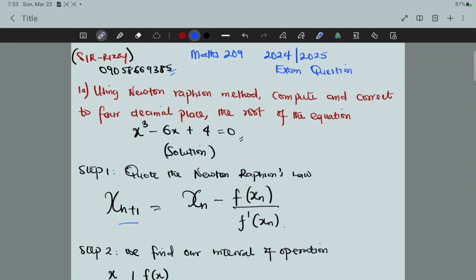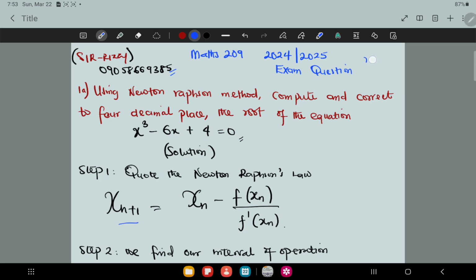This is Rizzy. We're trying to solve the 2024-2025 exam question, Maths 209.